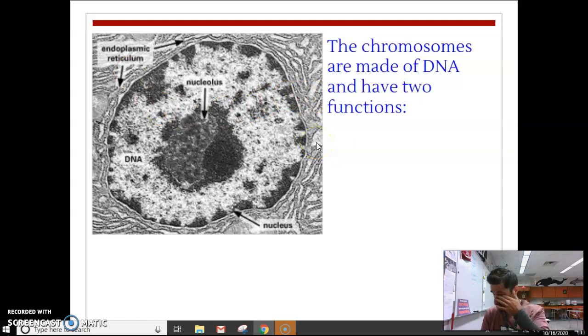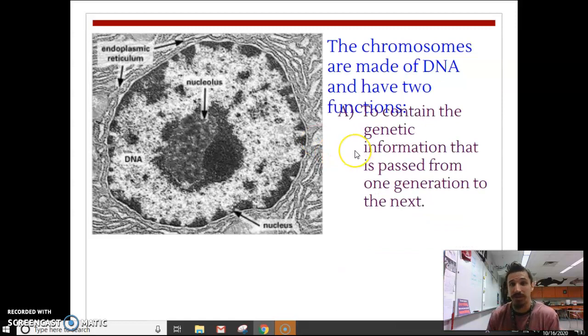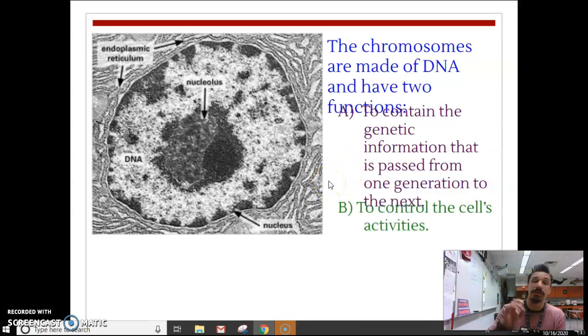So the chromosomes are made of DNA and have two functions, right? When I say chromosomes, you think DNA. When I say DNA, you think chromosomes. The two functions are to contain genetic information that is passed from one generation to the next. And we've heard that function of DNA all the way back since Unit 2 when we first learned about nucleic acids. And second, is to control the cell's activities. DNA is going to direct everything that happens inside the cell because DNA provides the blueprint for everything that happens inside the cell.